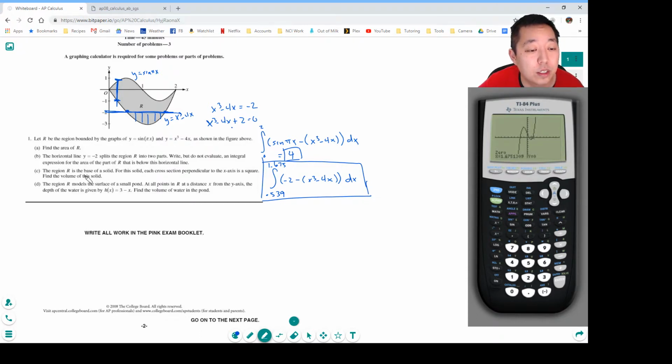The region R is the base of a solid. For this solid, each cross section perpendicular to the x-axis is a square. Find the volume of this solid. Okay, so I'm making slices again where this is one side. But instead of just using this as the height of a rectangle, it's the side of a square. So the area of the square is this length squared. This length is sine pi x minus x cubed minus 4x. That's the side, so I square it to get the area, I multiply by dx to get the volume, and then I want all of these from 0 to 2.